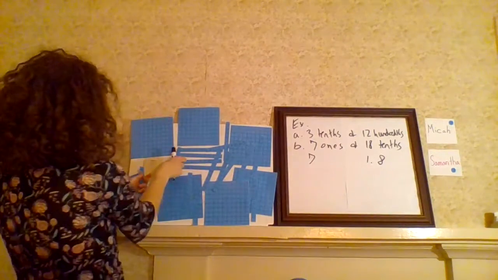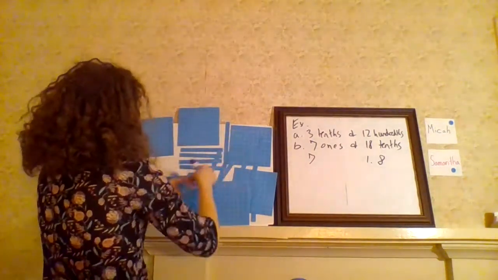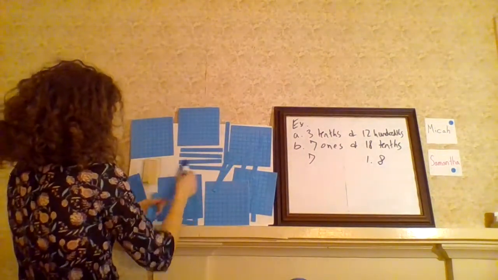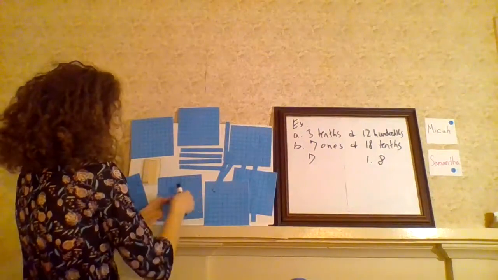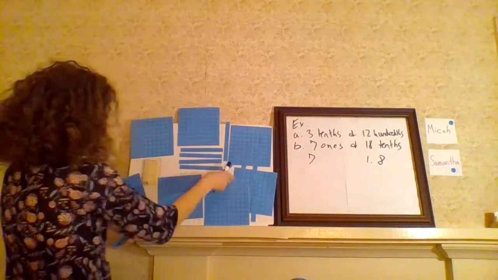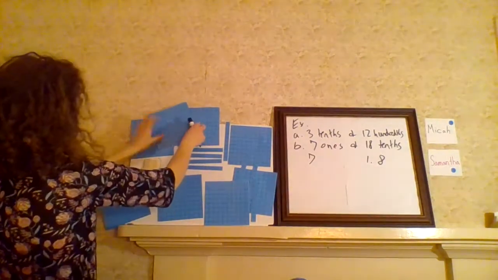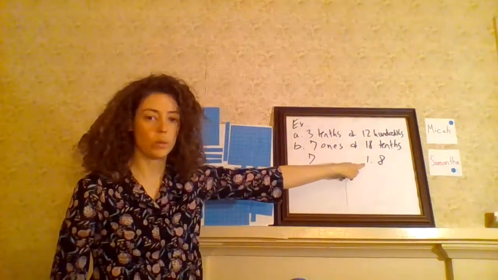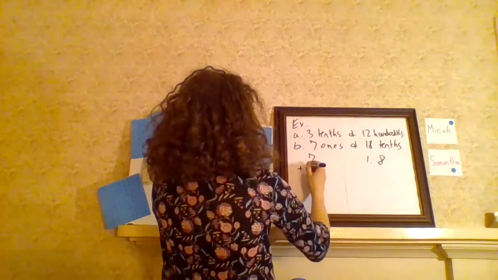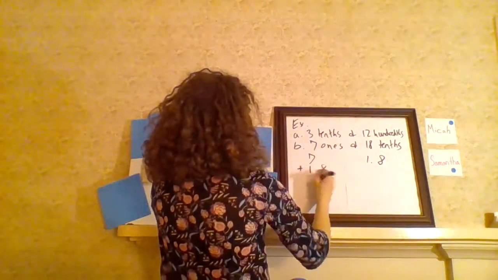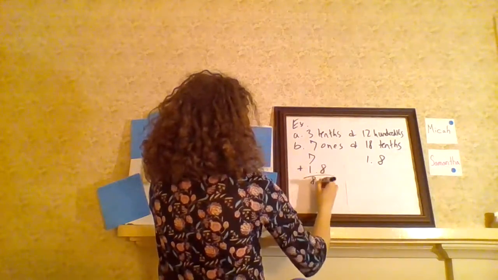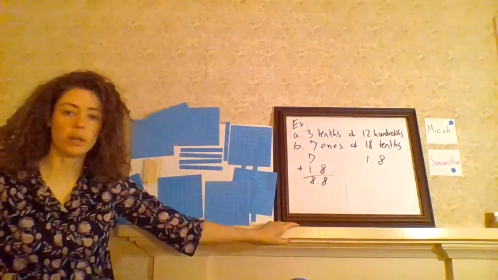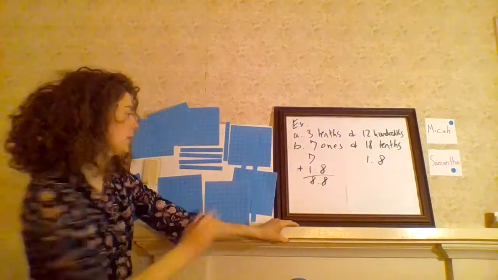So let's take out 10. So 3, 4, 5, 6, 7, 8, 9, 10. And then we can have another one like this. So we're going to look at what's 7 plus 1.8. So we can write it like this. 1.8, and we would have 8.8. So 8 ones and 8 tenths.